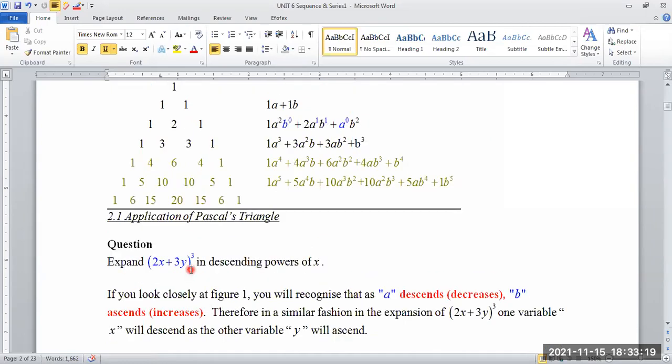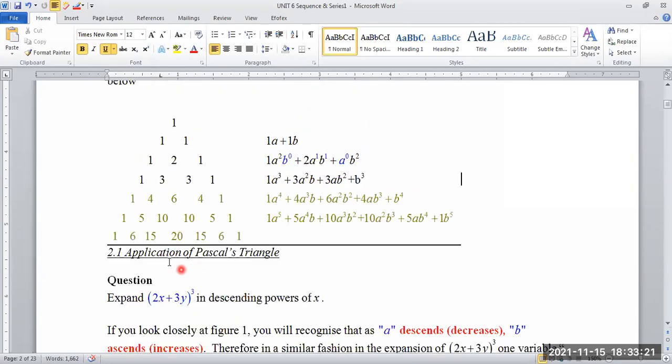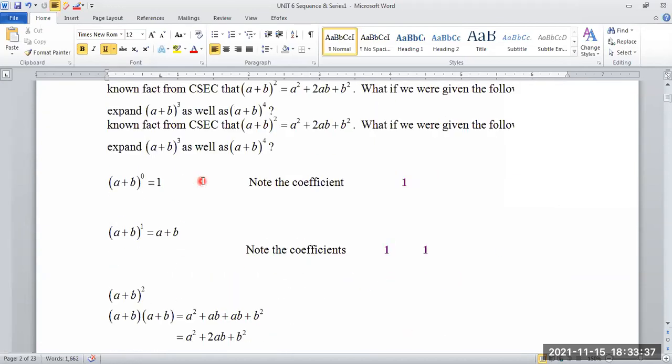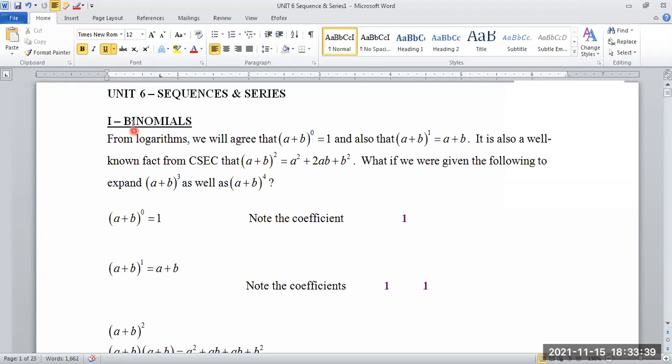Now, I'm going to show you something because I want you to see it. Anything raised to the power 0 is? 1. Very good. Anything raised to the first power is? Itself. So we get the A. Once we're talking about binomials, bi means? 2. That's why we have two terms inside here, A plus B.